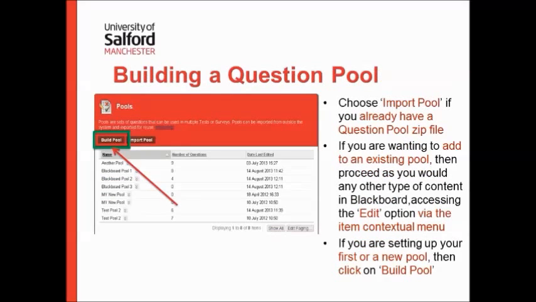Once you've chosen to build a pool, you have some choices. If you've already been given a pool of questions by a colleague, usually as a zip file that they've exported from Blackboard already, you could choose to import pool and import those into your own module. If you want to add to an existing pool from those that are available, you would do this by choosing the Option button next to the item as you would conventionally in Blackboard. If, however, you're wanting to build a new pool of questions, then choose Build Pool.